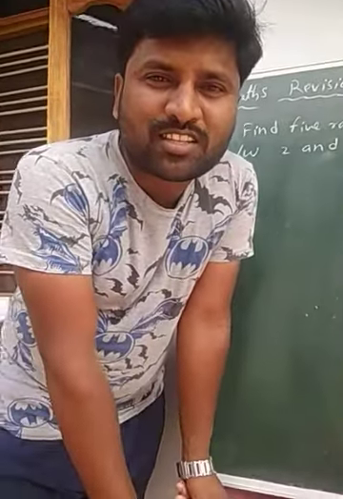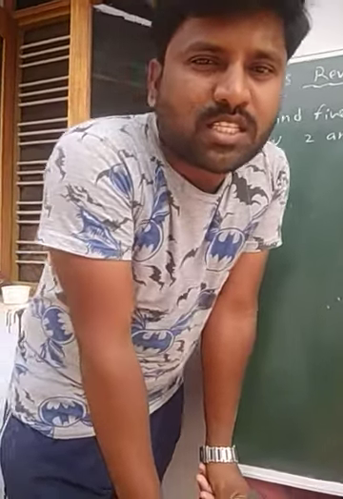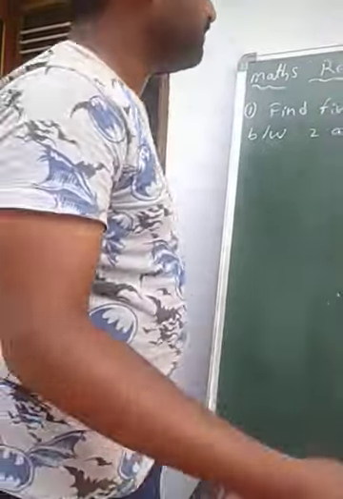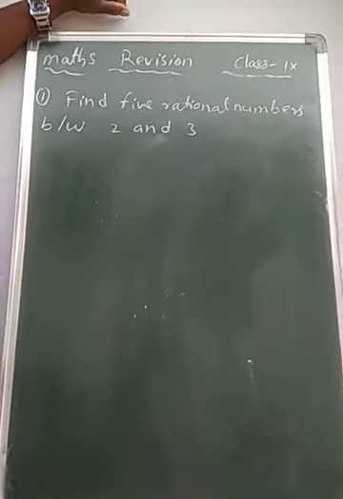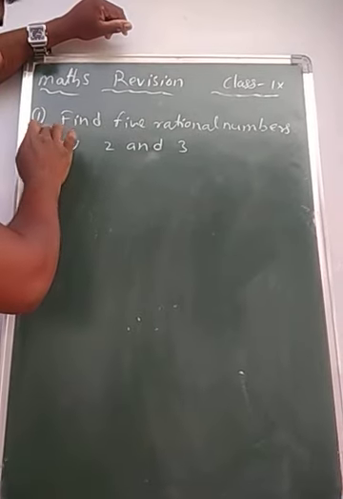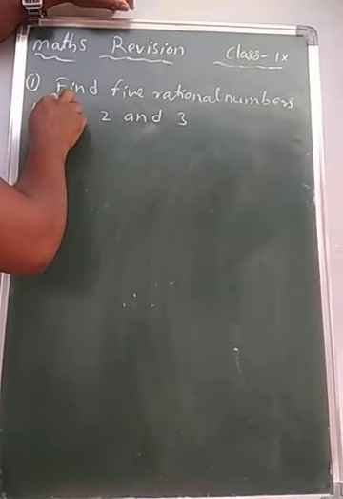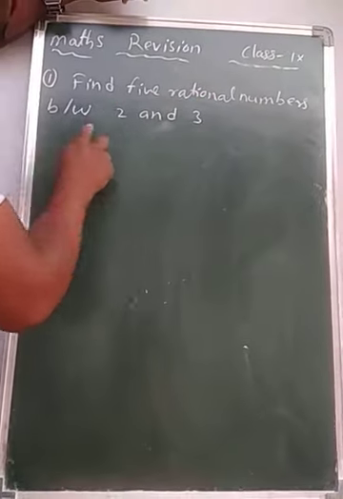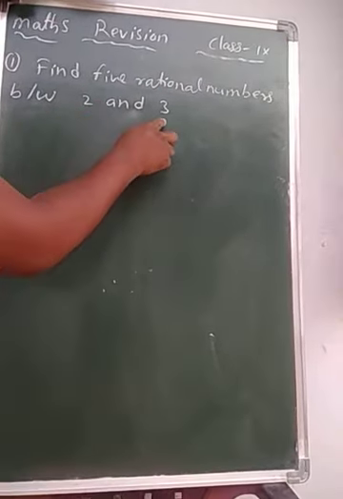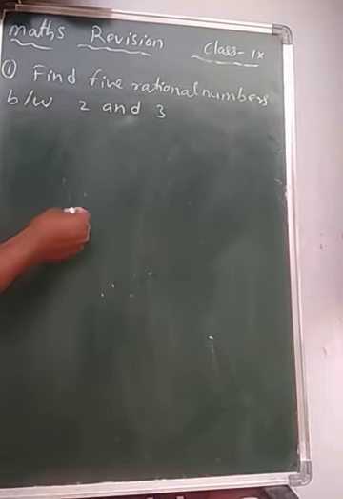Good afternoon, students. Today we are going to revise some problems in our revision plan. So, the first question is: find 5 rational numbers between 2 and 3. So, this is the question.